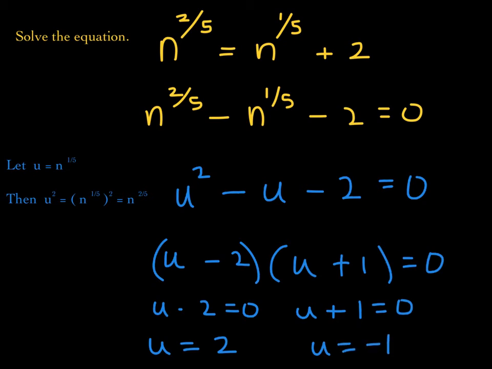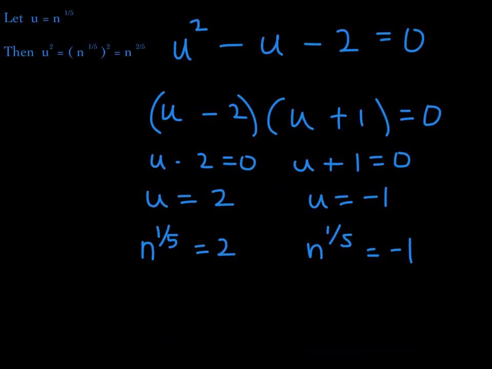Now remember, we need to back substitute or reverse the substitution. So you have to remember what u represents. U represents n to the 1/5. So when we say u is 2, it's really n to the 1/5 is 2. And where we say u is -1, it's really n to the 1/5 is -1. So now we have these equations in the original variable, all right? Now we need to solve for n.